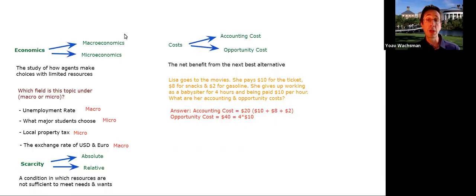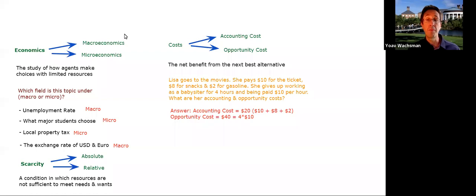Her opportunity cost is actually higher. And in many cases, people's opportunity cost is higher than their accounting cost. In this case, her opportunity cost is 4 hours she could have been babysitting, times $10 an hour, or the $40 in net benefit that she would have gained for being a babysitter.